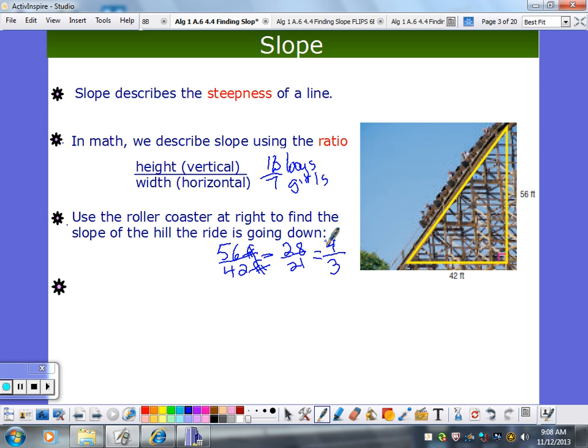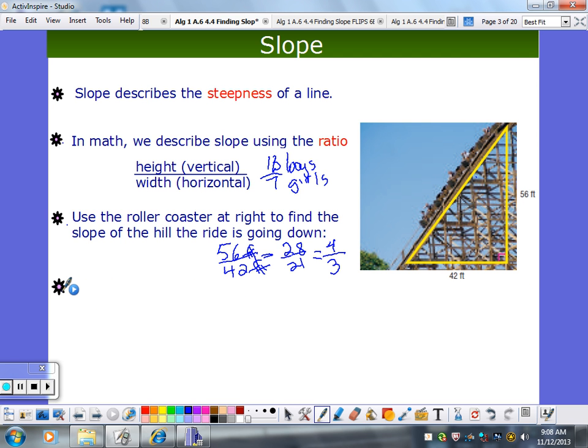So what does that mean? For every 4 units of height, there are 3 units of width. 4 units of height, 3 units of width. And that's how I define the slope. So this slope is 4 over 3.